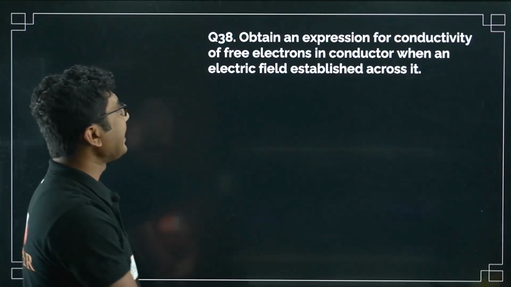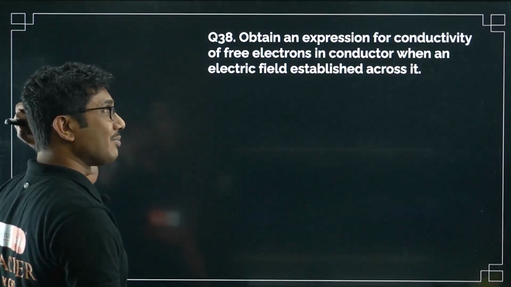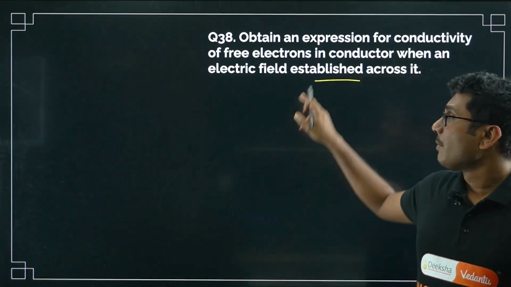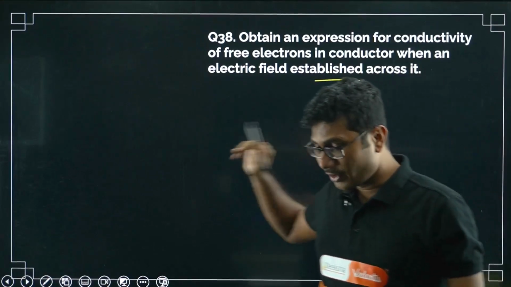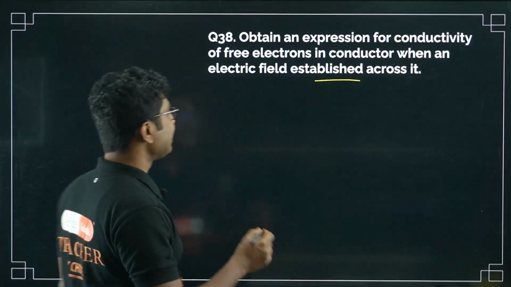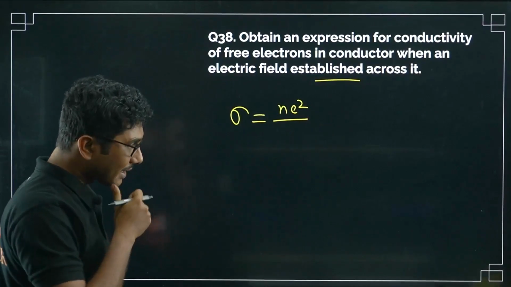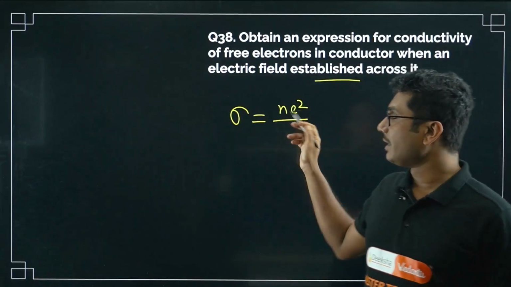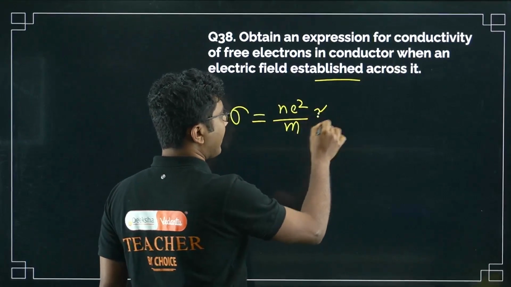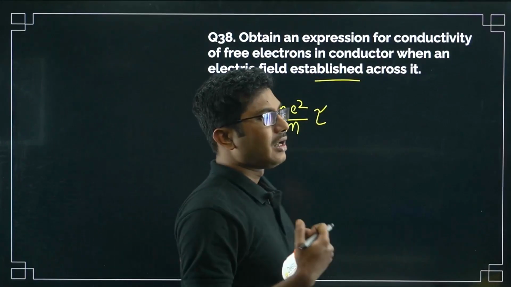Now the next question, obtain an expression for the conductivity of free electrons in a conductor where an electric field is established across it. Now I have not done this derivation. This derivation is slightly tricky, but if you have seen my Decode NCERT video from the chapter current electricity, there I have discussed it. Okay, there I have discussed what the value of sigma is, n e square tau by m, I think, I don't exactly remember, but this is the starting point. Yes, so this derivation I have discussed in my Decode NCERT chapter. The derivation is slightly rigorous.